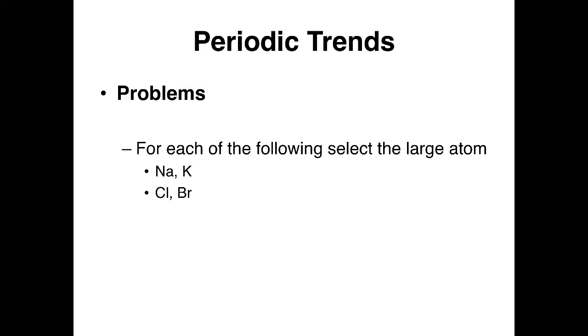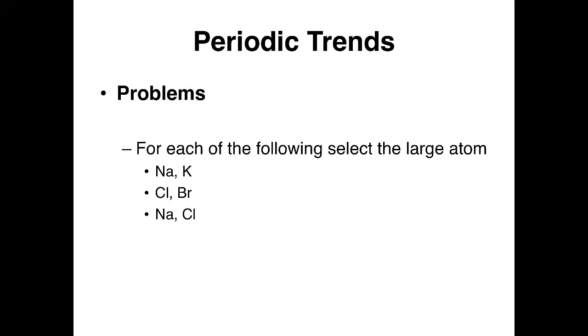How about chlorine and bromine? Now you have to look on the right side of your periodic table. You see on the right there, the chlorine is above the bromine, or the bromine is below the chlorine, which means that the bromine is the larger atom.